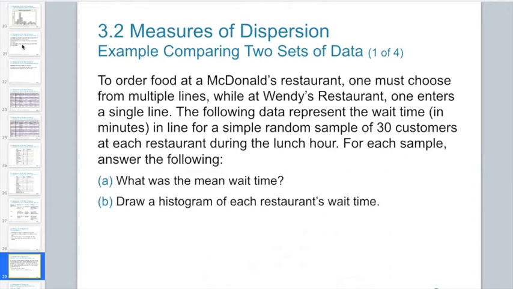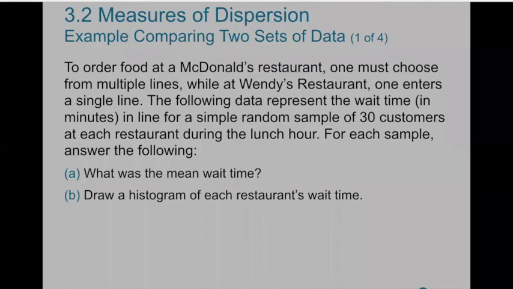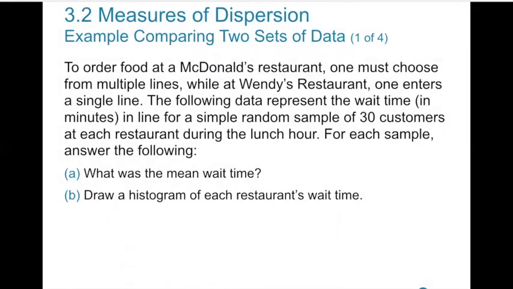We're going to be ordering food from McDonald's or from Wendy's. Now for McDonald's, you've got multiple lines that you can choose from. For Wendy's, we've got just a single line and we're going to move people through that line. So the following data represents our wait time in minutes. And we've got 30 customers for each one during lunch hour. So how long people have to wait whenever it's busy.